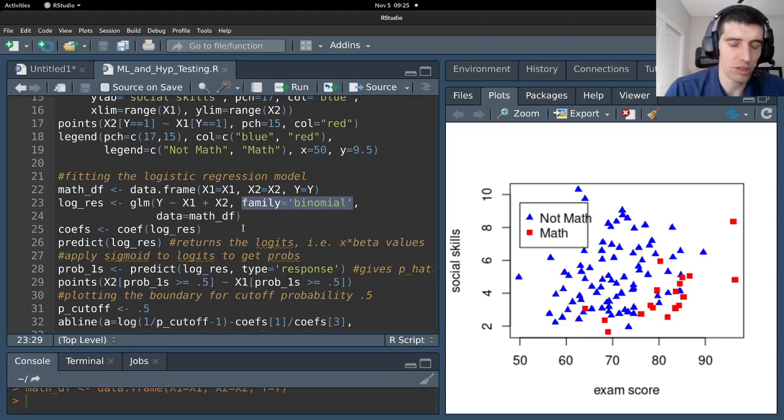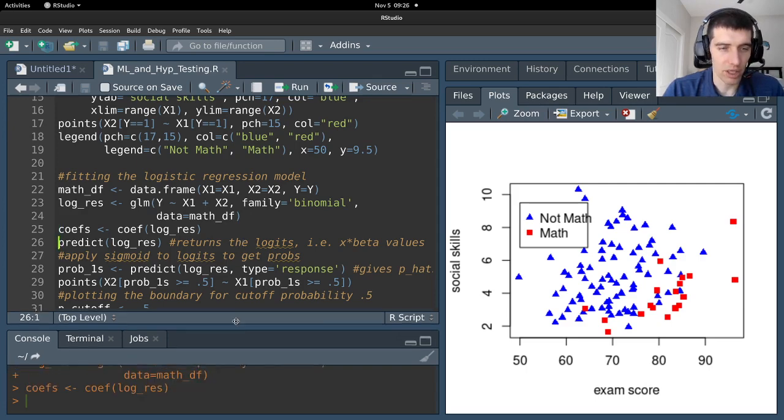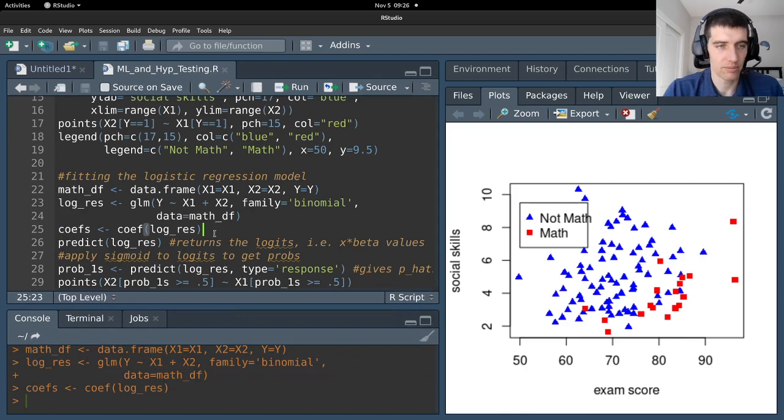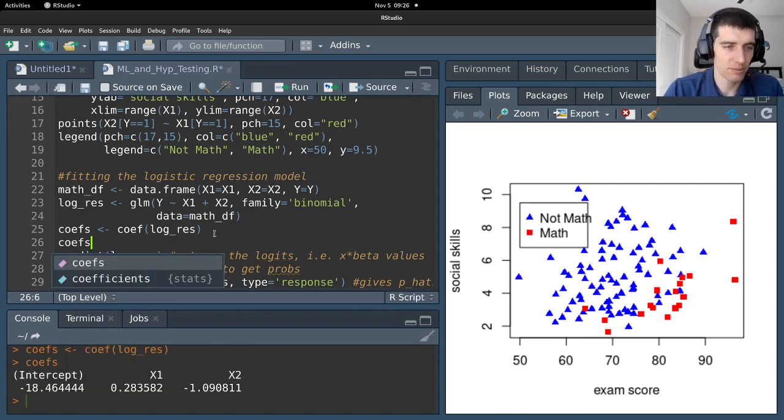Okay, as I mentioned, we can also do things like Poisson regression. So this family equals binomial will get us logistic regression here. The data equals math_df, so that's exactly as we would do using the LM function, right? And then let's look at the coefficients of this model. Let me actually print them.